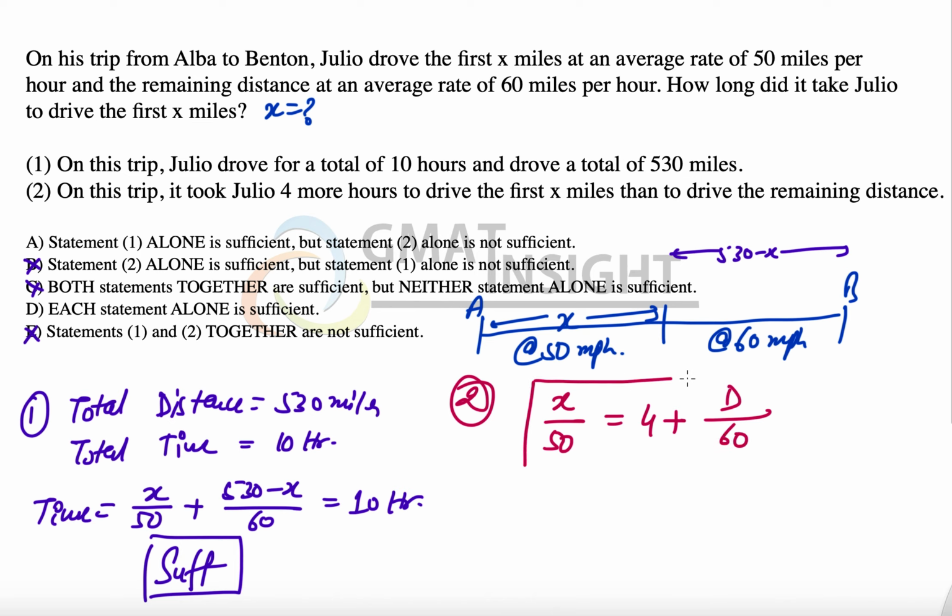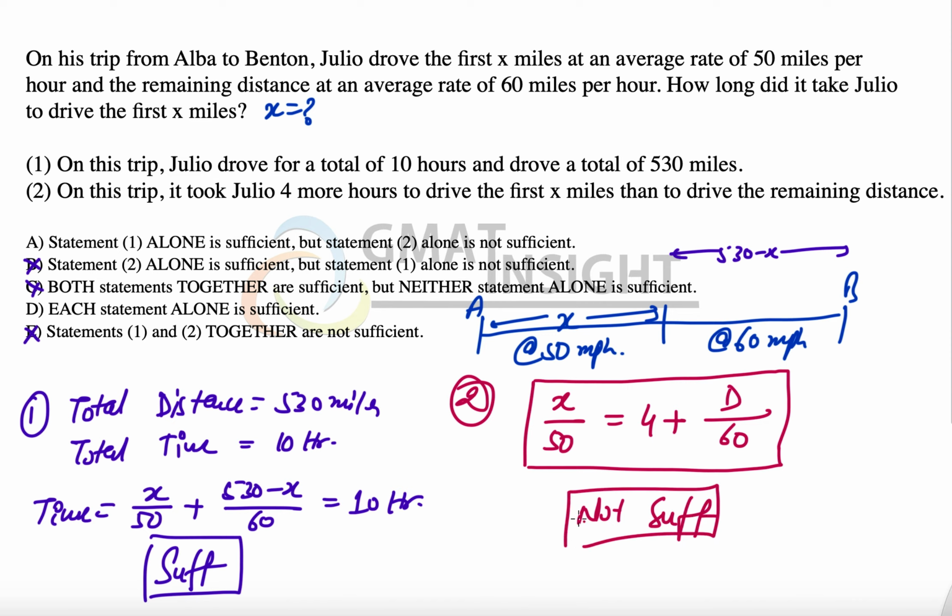Now we have one equation and there are two unknown variables. We cannot simplify it further because there are no constraints available whatsoever. So the second statement is not sufficient to answer the question. And now we are left with answer choice A. That means the first alone is sufficient, but the second statement alone is not sufficient.